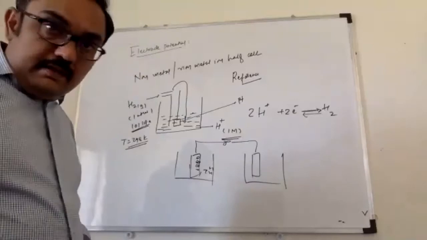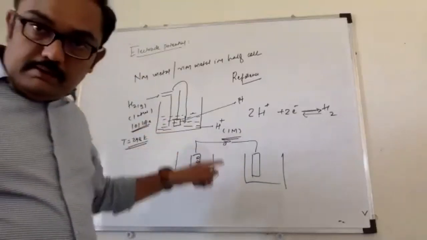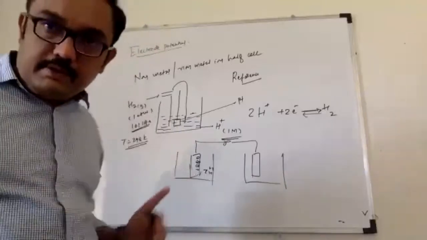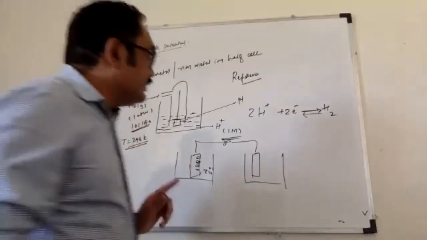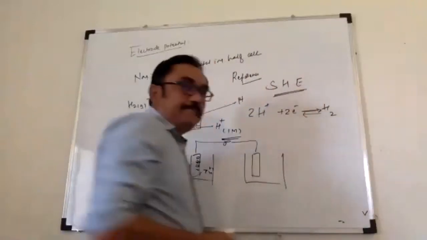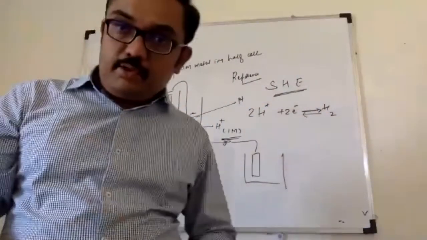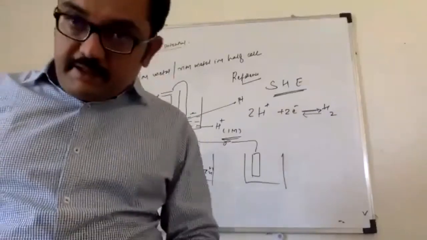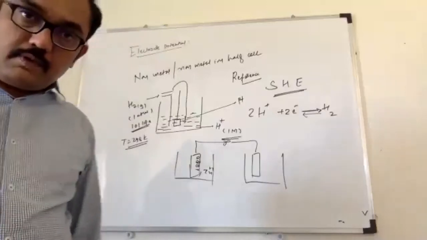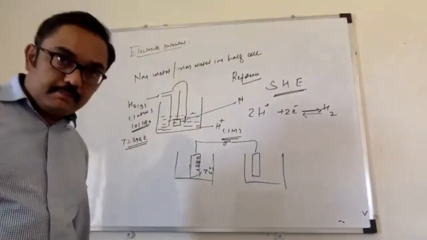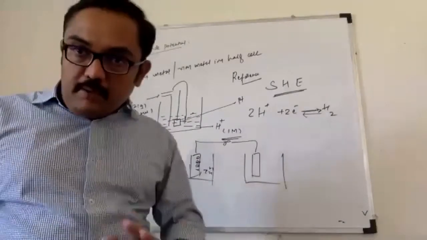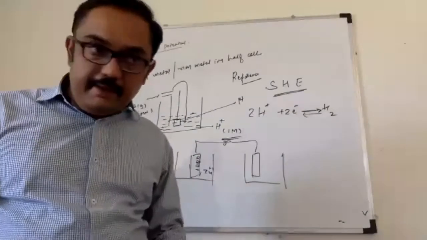So this, which I have drawn on the board, is used as a reference electrode. It is called the standard hydrogen electrode. And that is used as a reference electrode to measure the standard reduction potential of half cells. Is this clear? Are you clear about the non-metal metal ion system, everybody?